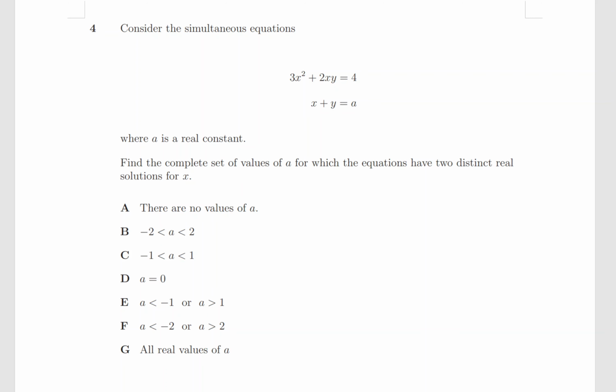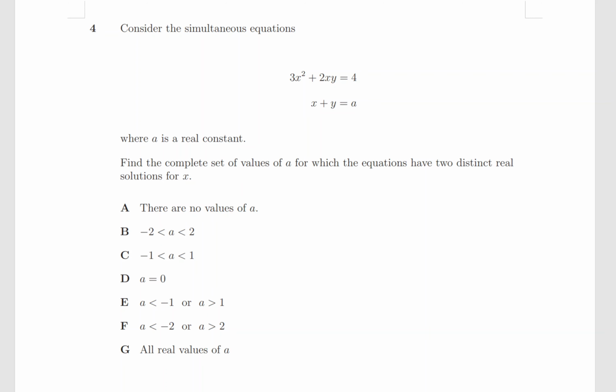Now we move on to the TMUA 2018, paper 1, question 4. So, consider the simultaneous equations 3x squared plus 2xy equals 4 and x plus y equals a, where a is a real constant. Find a complete set of values of a for which the equations have two distinct real solutions for x. Fine, so what do we know?